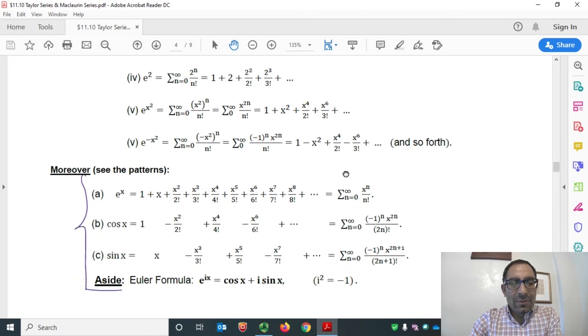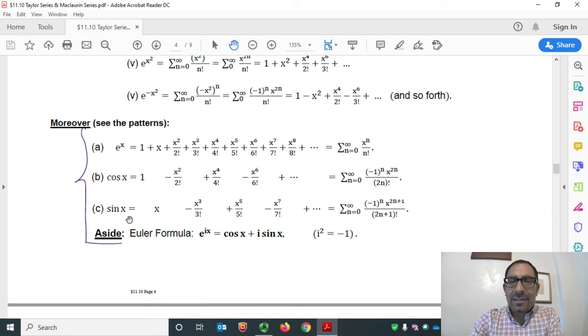Great. Now, moreover, let's see the patterns in this Taylor series expansion. e to the x is in the form we just discussed earlier. Now the Taylor series expansions of cosine x and sine x: first, cosine x turns out to be the even powers of x in the expansion of e to the x, with alternating signs. And the sine x Taylor series expansion turns out to be the odd powers of x in the expansion of e to the x, with alternating signs. So e to the power ix equals cosine x plus i sine x. This formula is called the Euler formula. This is useful in a differential equations class. Okay, so let's move on.